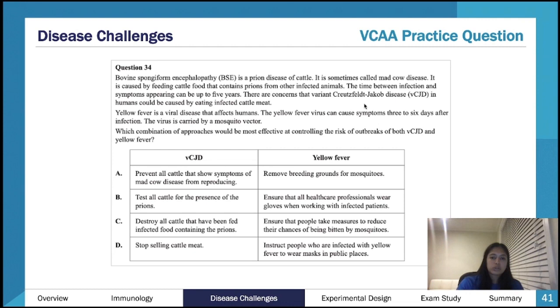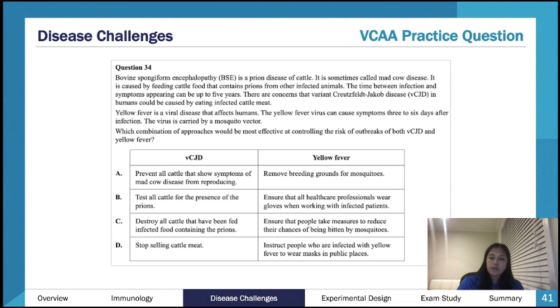Yellow fever is a viral disease that affects humans. So here we're talking about something different: this is a prion, and this is a virus. The yellow fever virus can cause symptoms 3 to 6 days after infection. The virus is carried by a mosquito vector. Which combination of approaches would be most effective at controlling the risk of outbreaks of both VCJD and yellow fever?